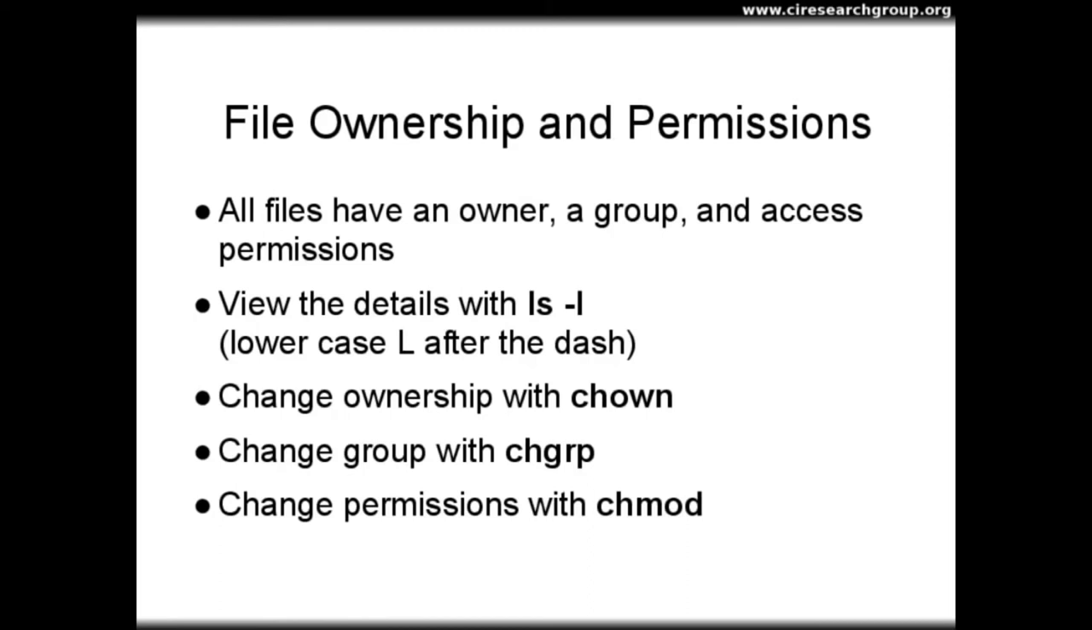Each file on a Linux system is going to have an owner, a group, and access permissions. This information can all be found by running the ls command with a dash lowercase l argument. It is possible to change which user on the system is the owner of the file using the chown command, or change owner, chown. The change group, chgrp command, allows you to change which group a file will be associated with, and permissions for a file can be changed with a chmod, or change mode, command.